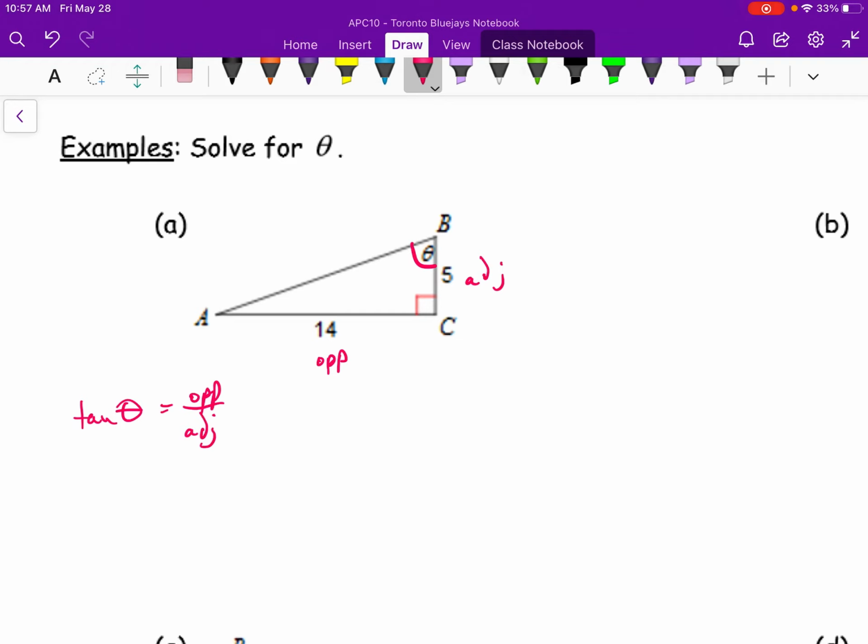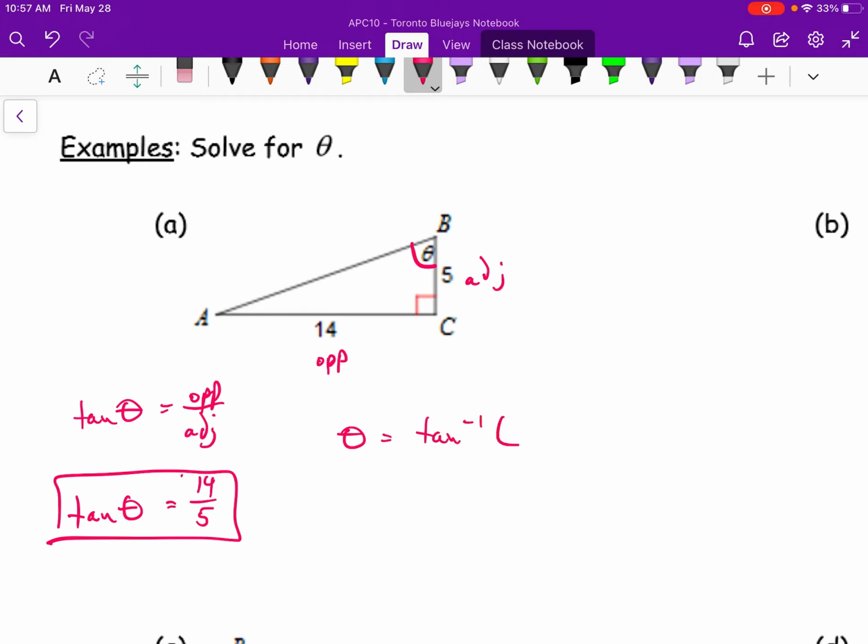I get to plug in my values. I don't know theta. That's the whole goal here. So tangent theta is equal to 14 over 5. So right now, I have tangent theta is equal to 14 over 5. You can express this as a decimal, and I think it would be 2.8. But instead, I'm just going to leave it as a fraction.